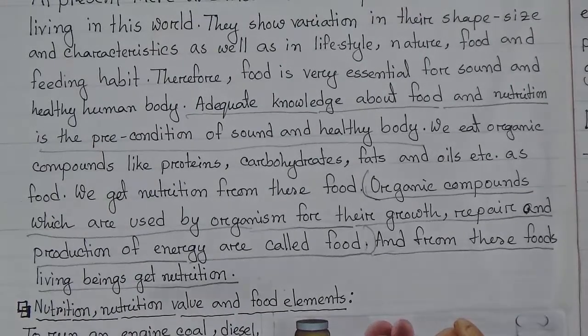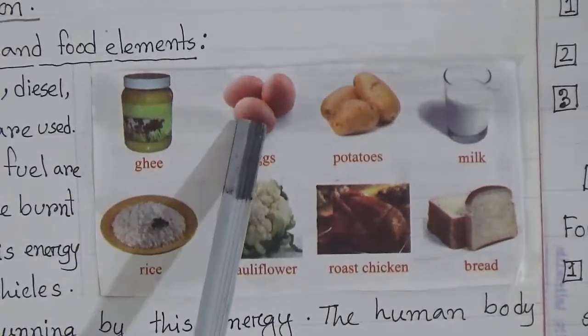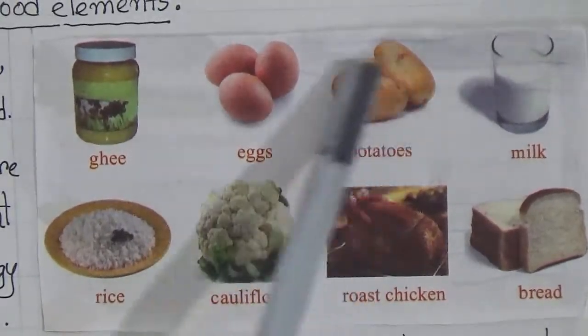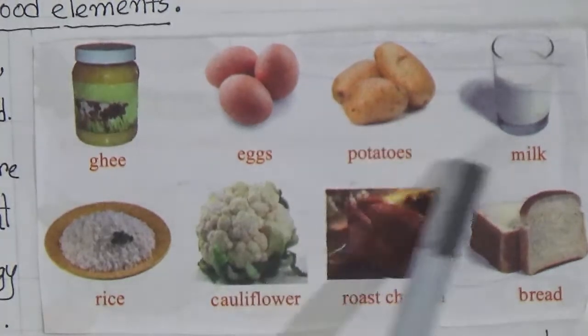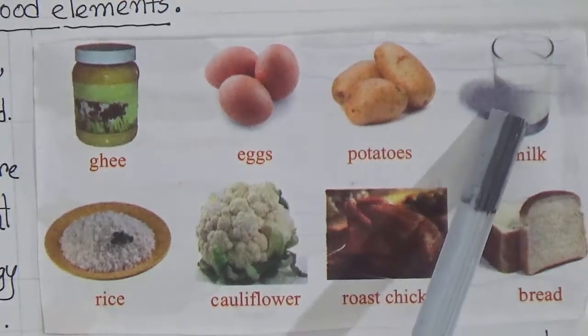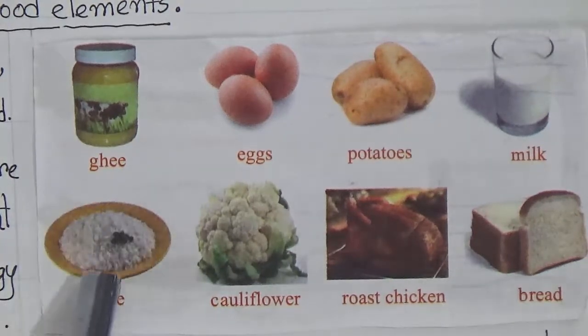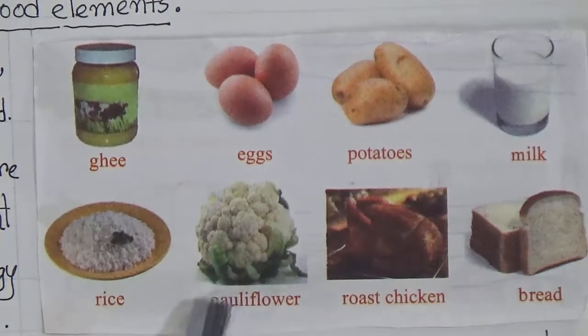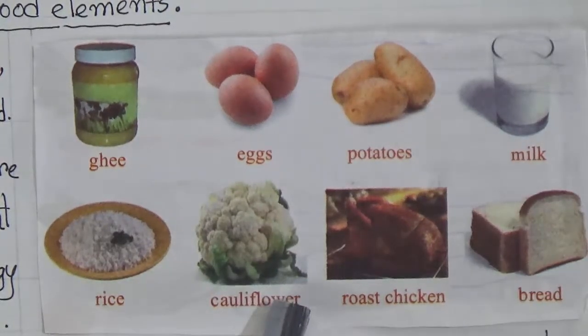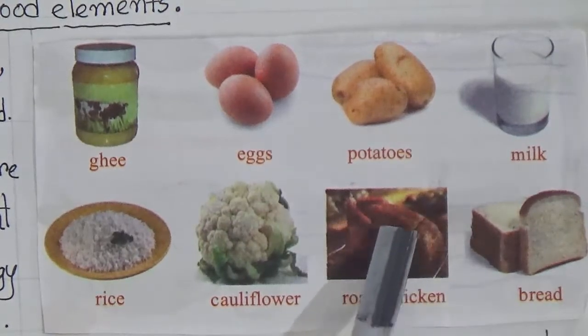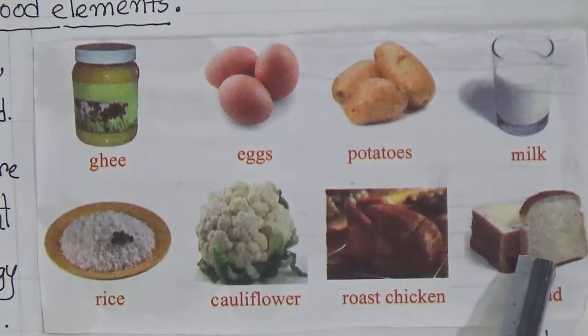Now the question is, what is nutrition? Now we are going to the next point: nutrition, nutritional value and food element. Dear students, look at the picture. There are some pictures of foods. That is ghee, an oily food. That is the picture of an egg, it gives us protein and vitamins. That picture is potatoes, which provide us carbohydrates. That is a mixed food, milk, it provides vitamins, minerals and protein, some fat also. This is the picture of rice, a carbohydrate food. This is a picture of a vegetable, cauliflower, it provides some protein, minerals and vitamins. And this is the picture of a roast chicken, which provides us protein. And this is the picture of bread, which also provides us carbohydrate.